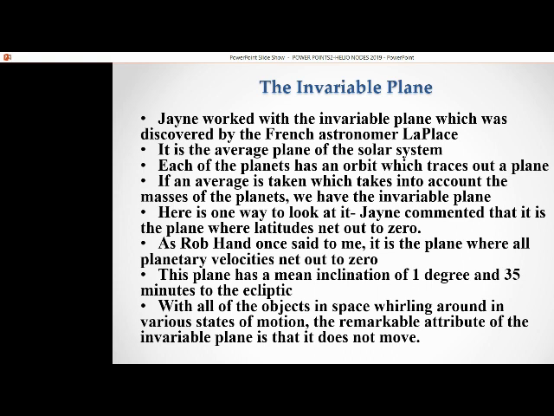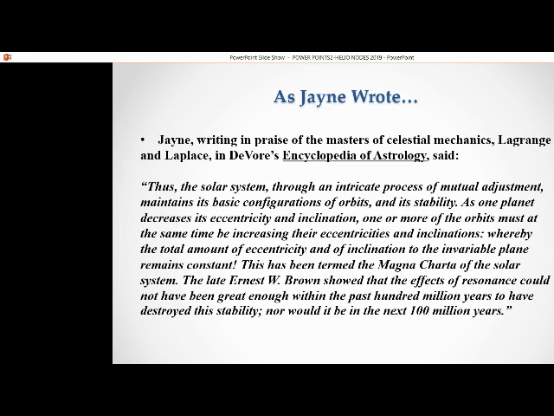With all of the objects in space whirling around in various states of motion, really perpetual motion, the remarkable attribute of this invariable plane is that it does not move. Thus it's called the invariable plane. So as Jane wrote in DeVore's Encyclopedia of Astrology, thus the solar system, through an intricate process of mutual adjustment, maintains its basic configurations of orbits and its stability. As one planet decreases its eccentricity and inclination, one or more of the orbits must at the same time be increasing their eccentricities and inclinations, whereby the total amount of eccentricity and of inclination to the invariable plane remains constant. This has been termed the Magna Carta of the solar system.